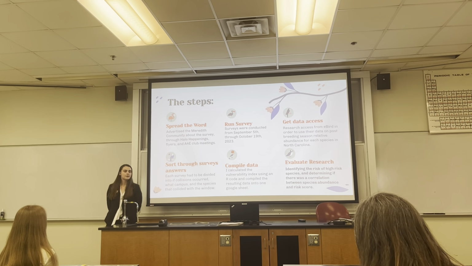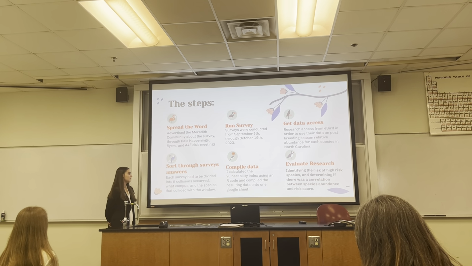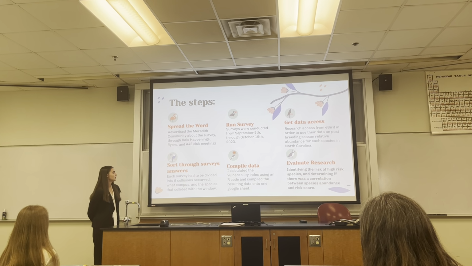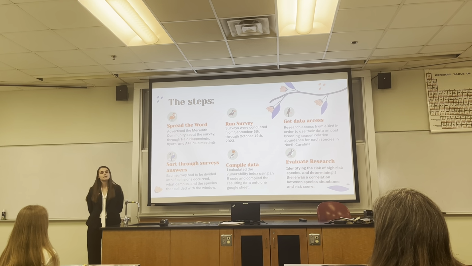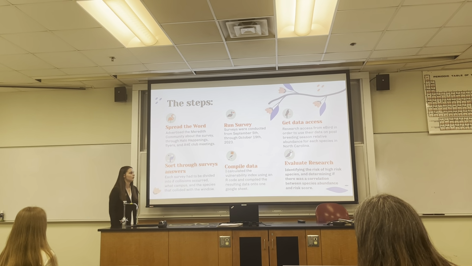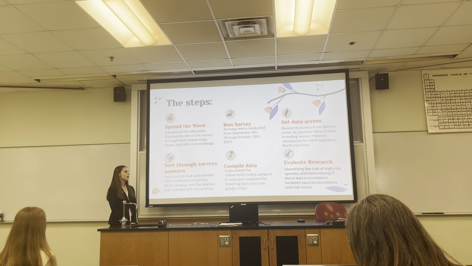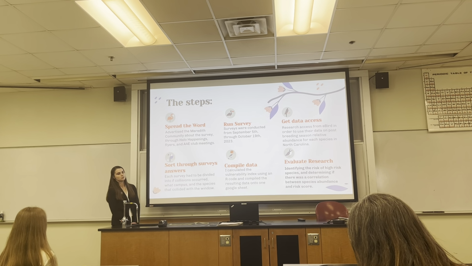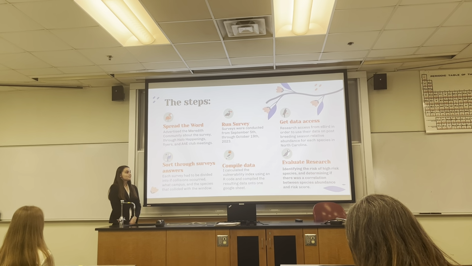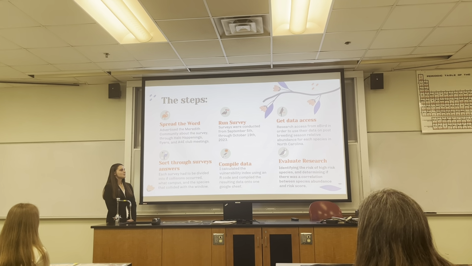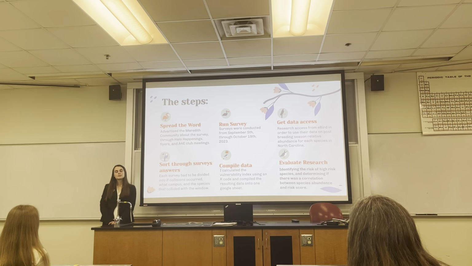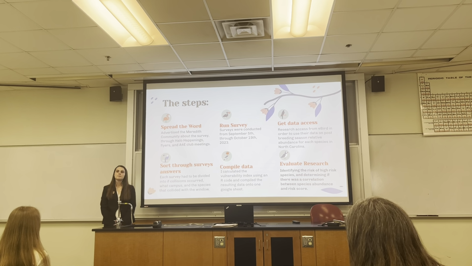Sorting through the survey answers. Each survey had to be divided into if collisions occurred, what campus, and the species that collided with the window. I calculated the vulnerability index using R code and compiled the resulting data onto one data sheet. Identifying the risk of high-risk species and determining if there was a correlation between species, relative abundance, and risk score. And this was our main goal.